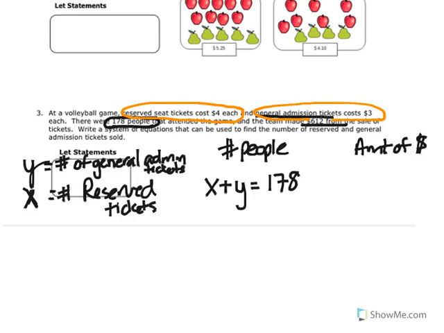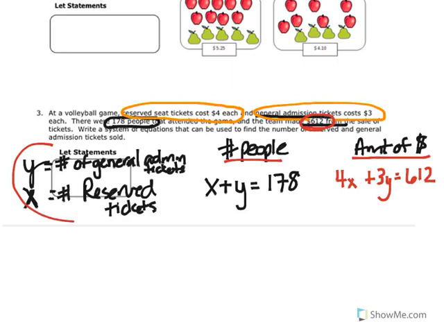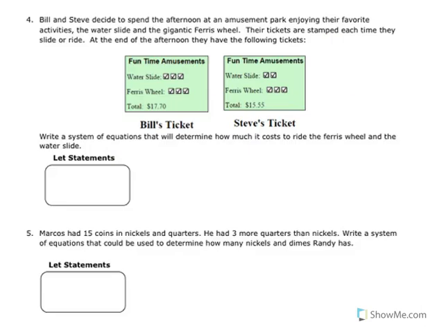So reserve tickets are $4. So 4 times X plus 3 times Y equals, and here's the amount of money, 612. So there's the two equations that we would use in this system. One dealing with the people, one dealing with the money, and both of them using our variables that we set up. Okay, let's look at the back.